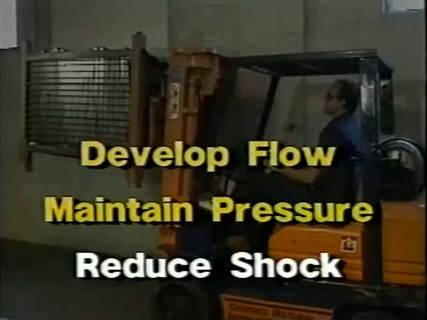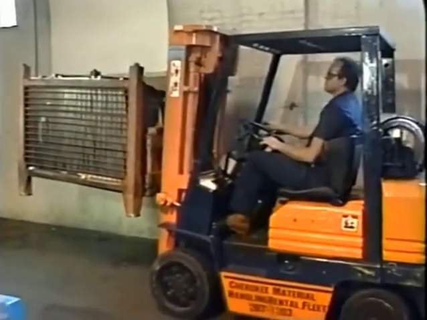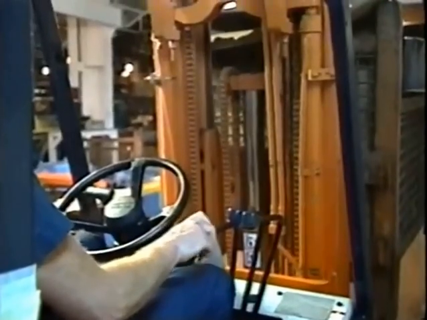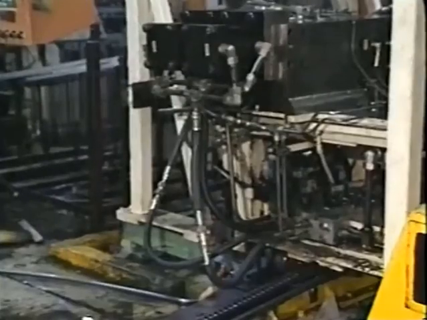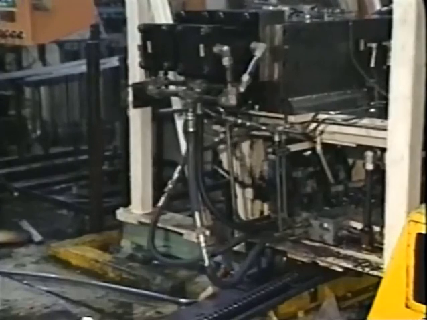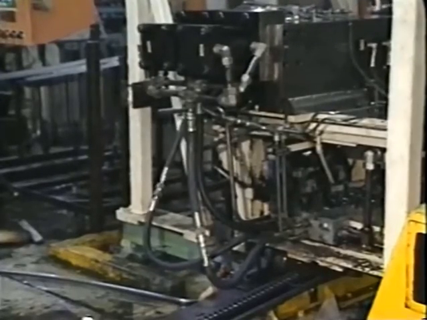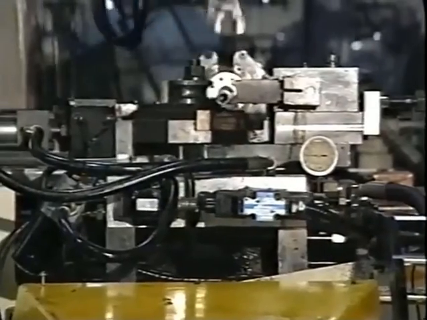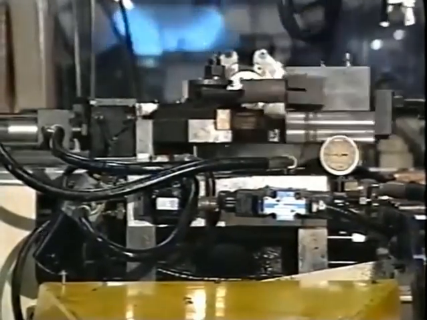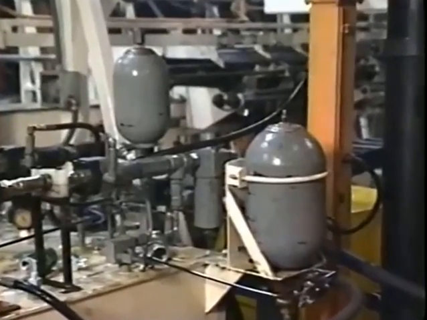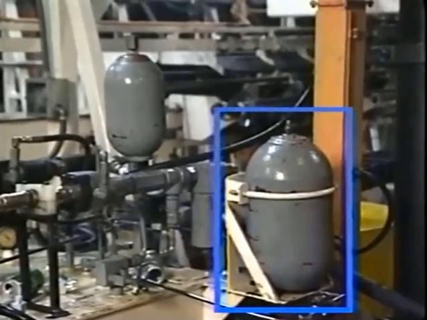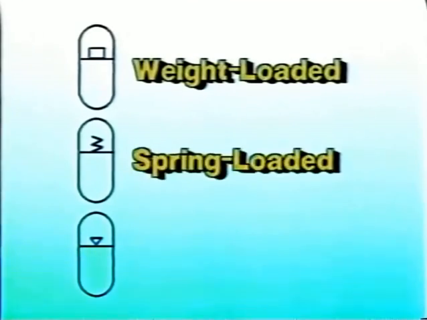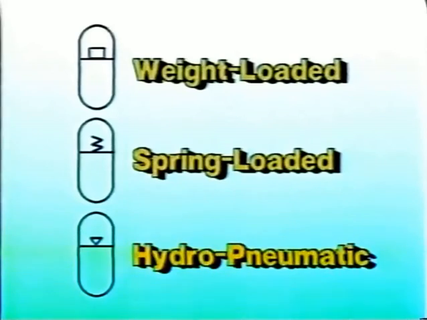Accumulators are also used to absorb hydraulic shock. Hydraulic shock can be caused when system flow suddenly changes direction, as when a directional control valve is shifted quickly. Shock may also occur when a valve is quickly closed, suddenly stopping the flow of hydraulic fluid to part of the system. Hydraulic shock can cause fittings to leak and components to fail. An accumulator in the circuit can absorb some of this shock, reducing the effect on other areas or components in the system. 3 types of accumulators are used: weight-loaded, spring-loaded, and hydro-pneumatic.